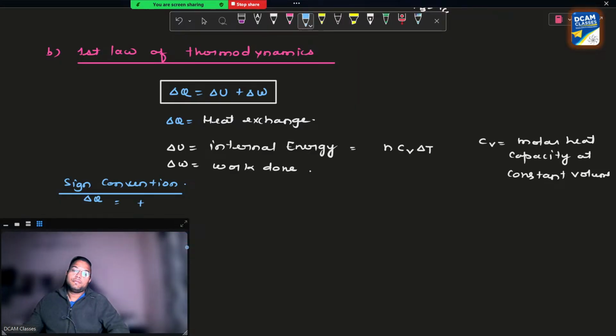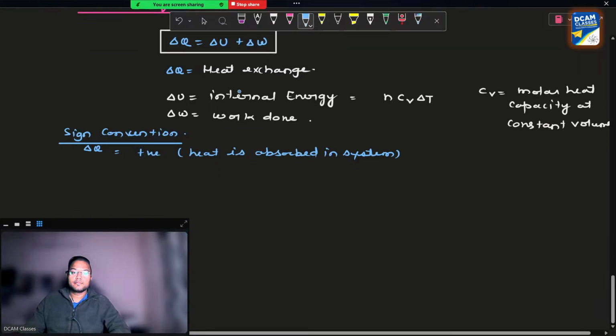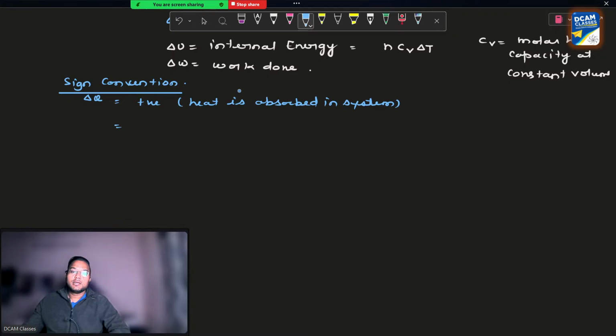Delta Q is said to be positive when heat is absorbed in system. This is the sign convention. It is negative when heat is expelled out from system.